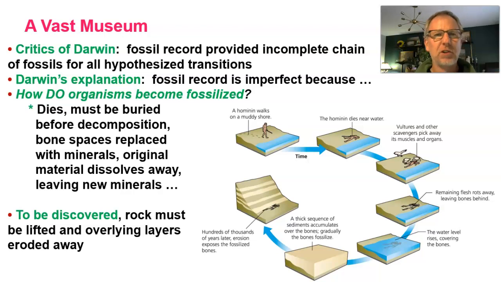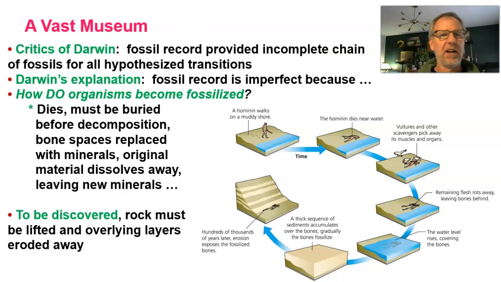But some of Darwin's critics said, you know, the fossil record is incomplete. It provides an incomplete chain of fossils from one form to another. There are fossils missing that should be transitionary. And given that there's fossils missing that would be transitions between one thing and another, they argued evolution isn't supported.